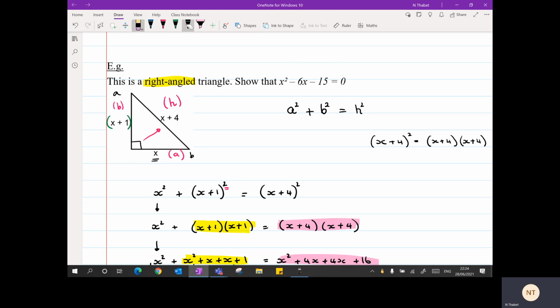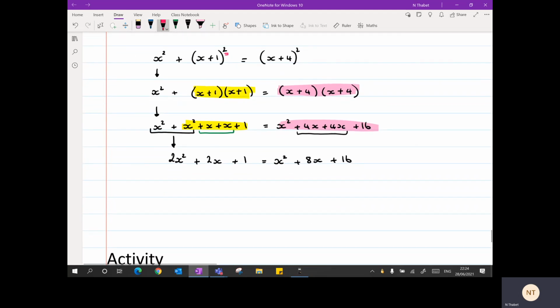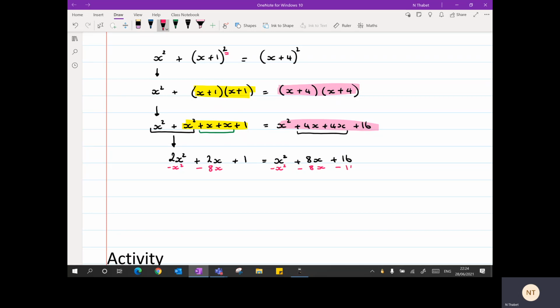Remember, it's almost always that the x squared is positive. So when we start subtracting, we need to make sure that the x squared remains positive. So we need to subtract x squared from here and from there. And then we subtract the 8x from here and the 8x from there. And we subtract the 16 from here and from there. All of that gives us our 0.